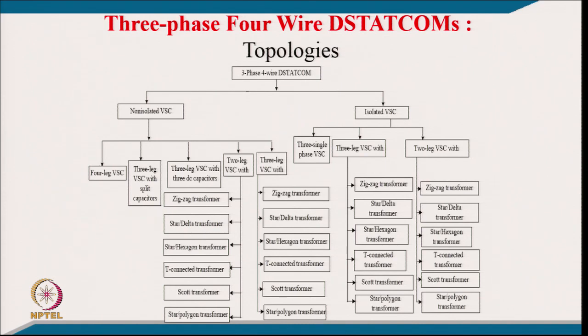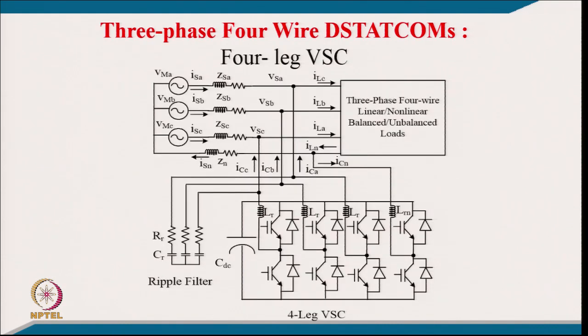Coming to isolated topology, we can have a 3 phase VSC, or a 3 leg VSC with this transformer connection, considering the neutral current is taken care of by the transformer itself, and then 2 leg also we can use, as we already discussed, with the transformer connection for isolation. So, wherever these transformers are used in the topologies, they sometimes provide neutral current compensation as well as isolation. So, we would like to discuss some of the topologies with the circuit configuration.